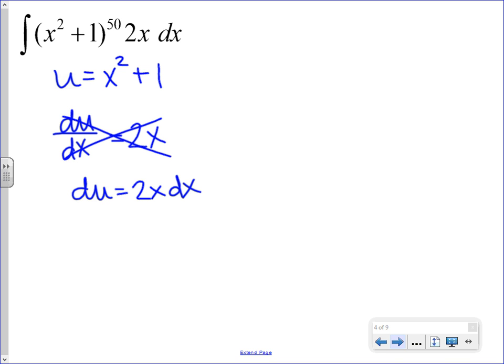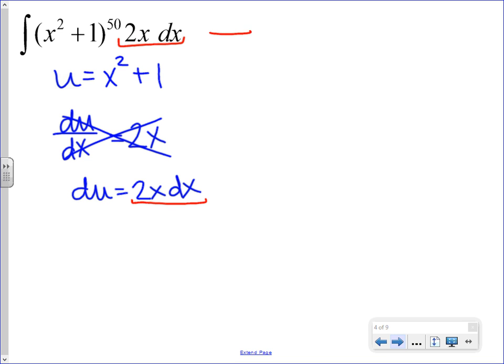We can think about it in our head. We're always just going to go straight to this. Now, if you want to write this step, that's fine, but I'm always going to go straight to here. Okay? Now, 2x dx. Do you see that anywhere? So 2x dx is du, right? So this is what we're going to do.